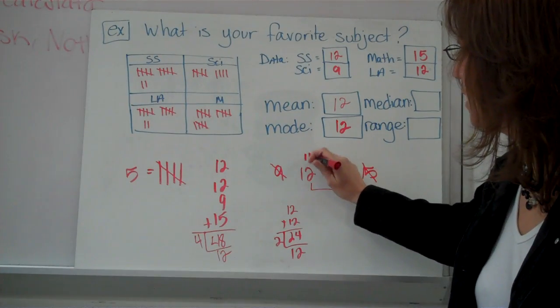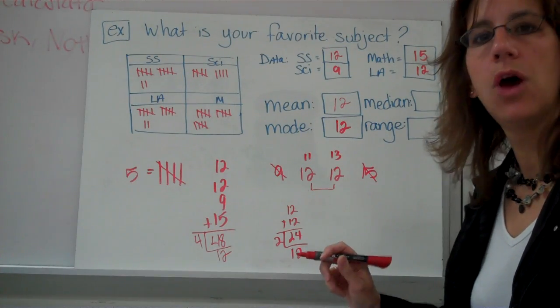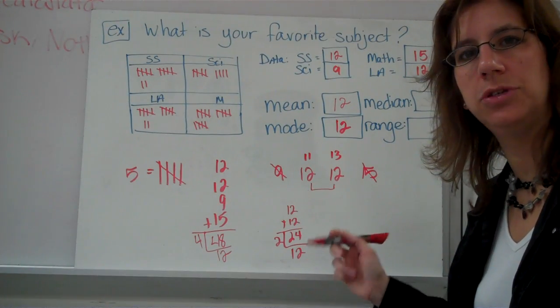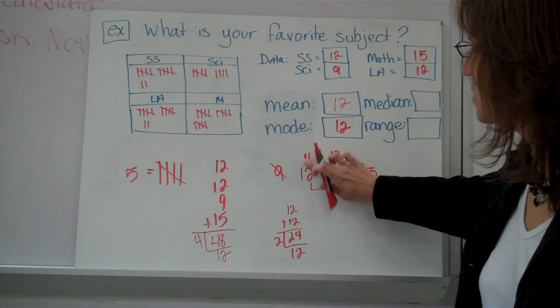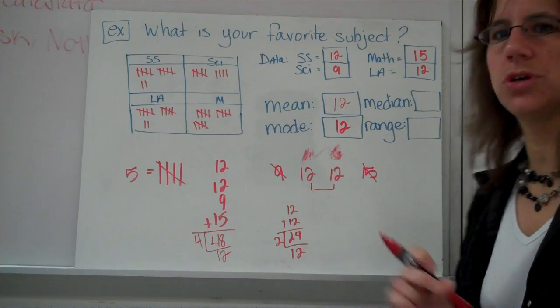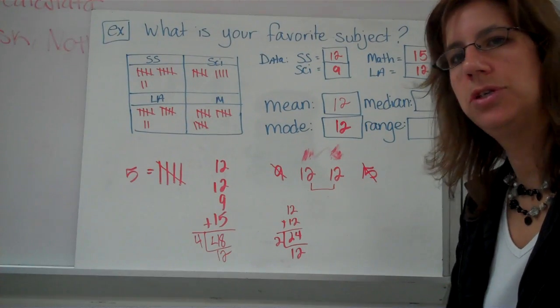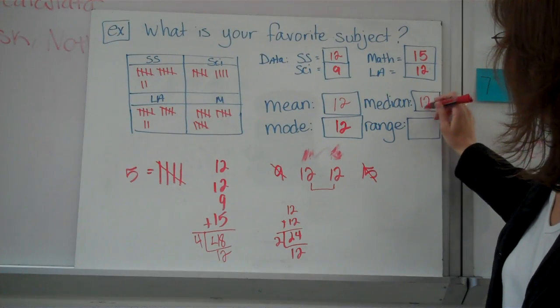If this was an 11 and a 13, what number would be in the middle of the 11 and 13? If you added them up and divided by 2, you would get 12. They're not always going to be that easy. They're not always going to be those whole numbers. Sometimes you're going to have decimals, and you are going to need to add them up and divide by 2. Here, the median is 12.